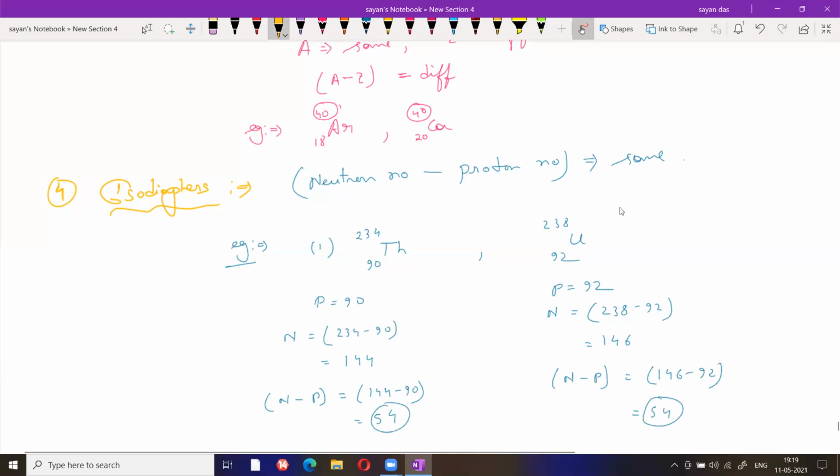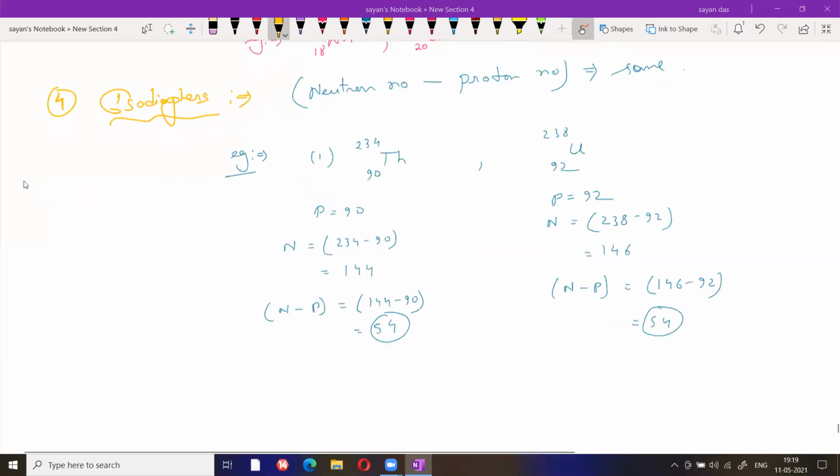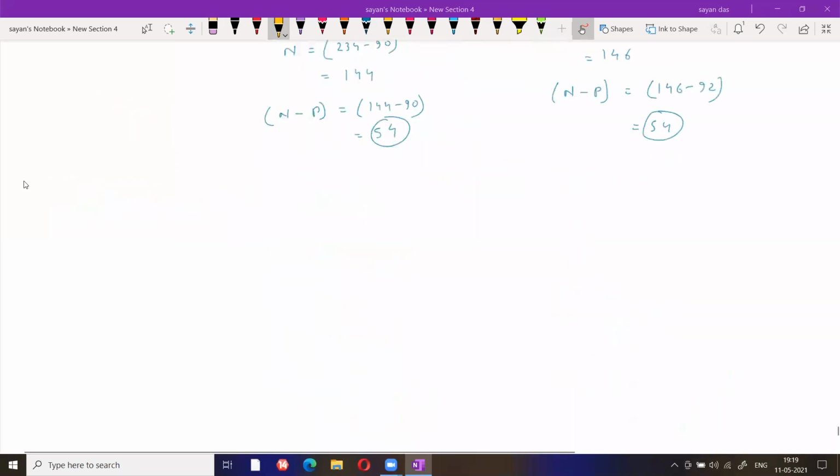Any doubt regarding the isodiaphers part? Do you have any doubt regarding this part? This one is clear. Harshita, any doubt? Anjali, Disha, Avinya, Tanvi, any doubt regarding this part? No, sir. Okay.